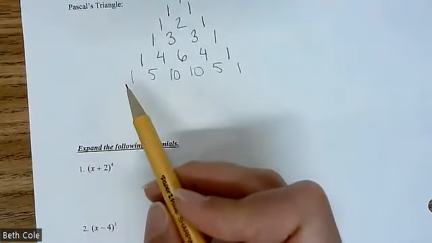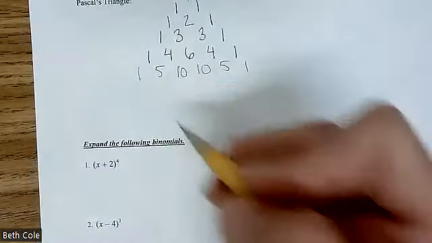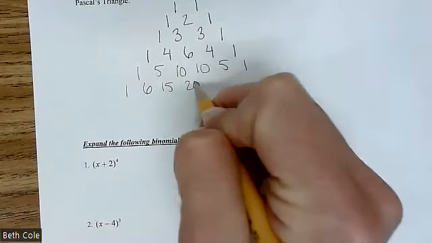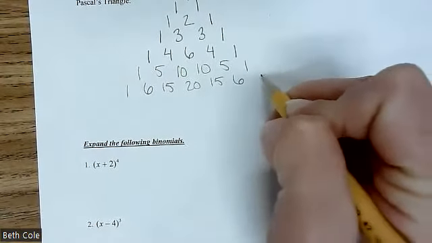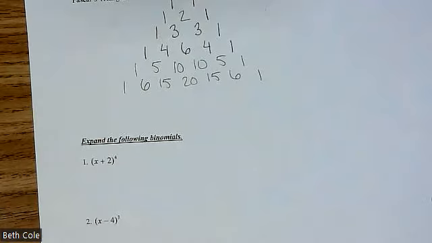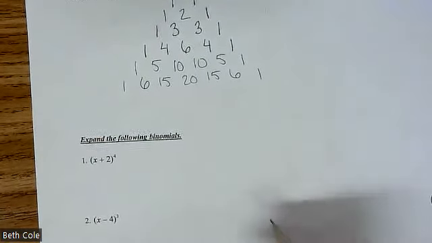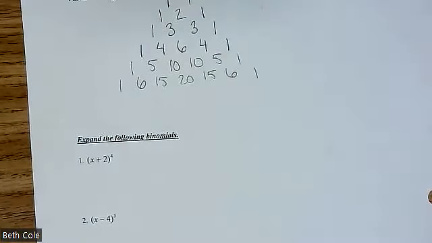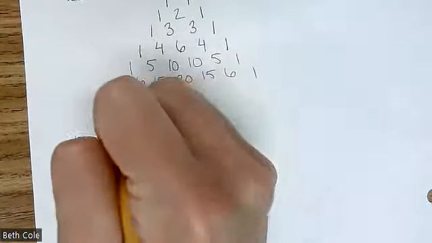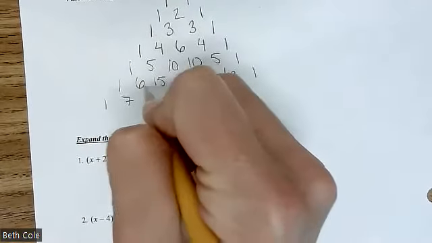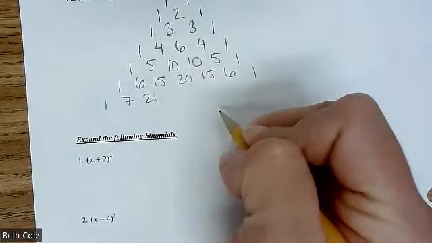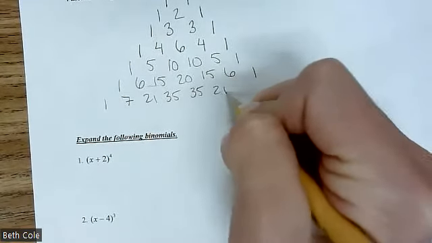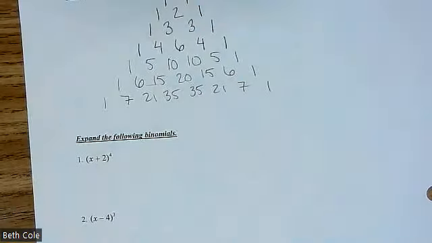So let's write out 2 more lines. I don't like to do too many of these, but the next one would be 1, 6, 15, 20, 15, 6, 1. And then we'll do one more. I'm not going to ever make you go this far with it. You get that this would go on forever and ever. 1, 7. What would that be? 21, 35, 35, 21, 7.